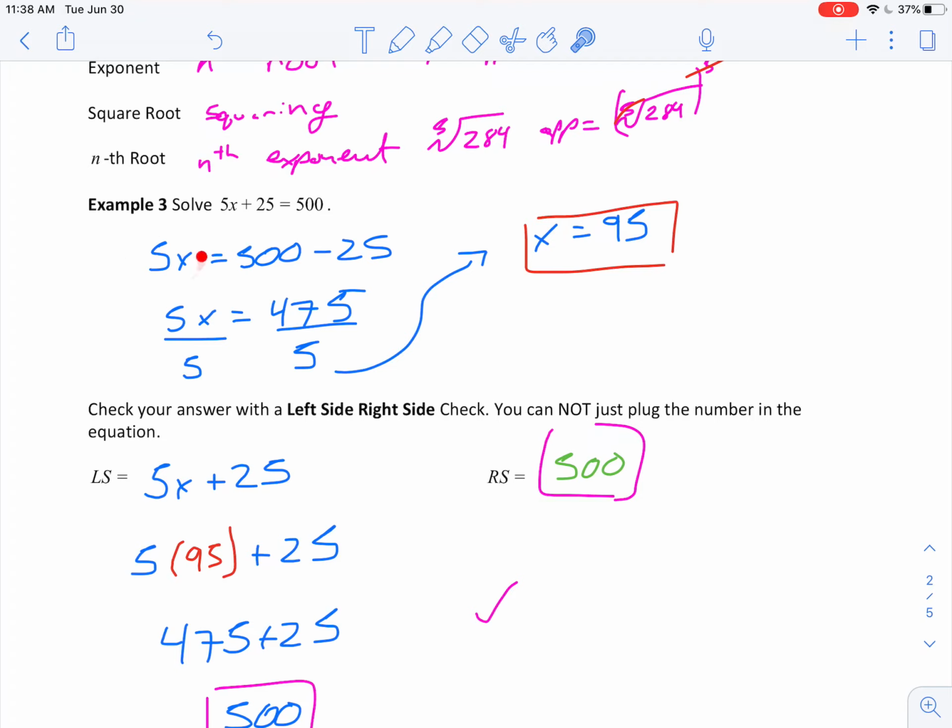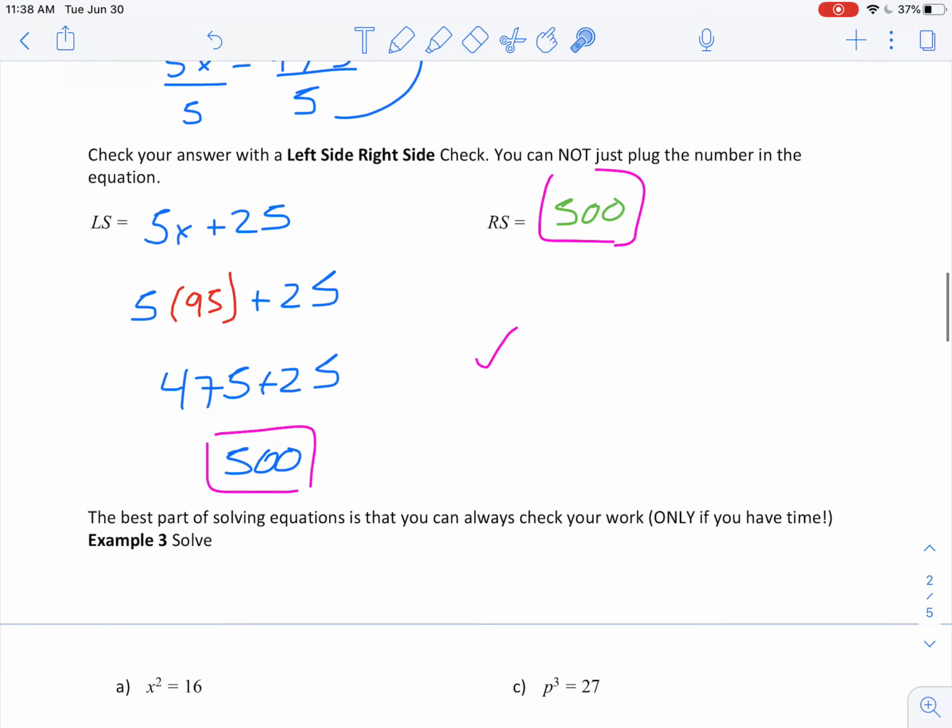Now I have x being multiplied by 5. What is the opposite operation? Division. So 5x divided by 5. What I do to one side, I have to do to the other. So then I'm left with x is equal to 475 divided by 5, which in this case is 95.